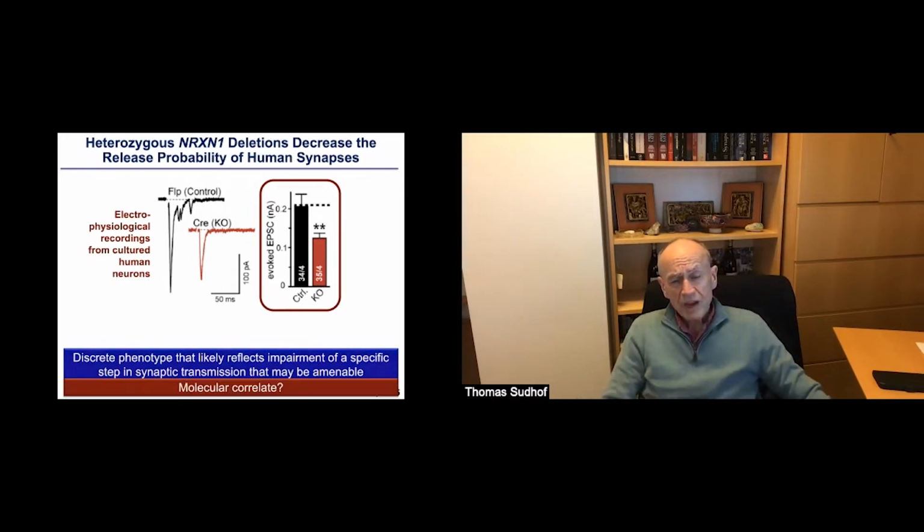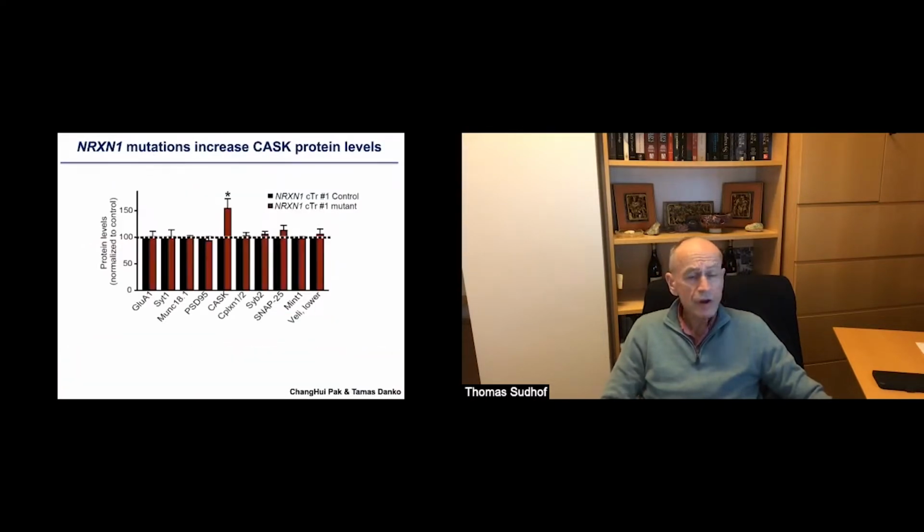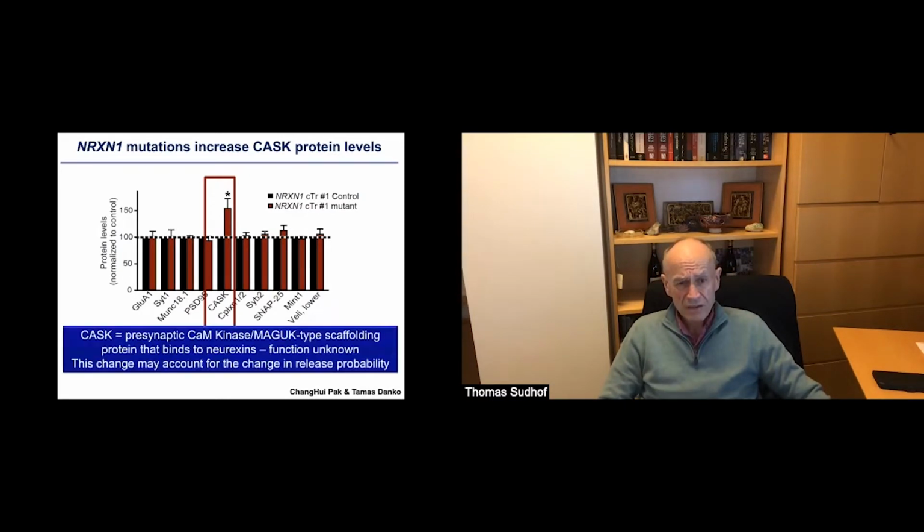We wondered what might be the molecular correlate, if there were any major changes in gene expression or in proteins. We found no major changes in gene expression, tons and tons of minor changes, whatever they mean. But we did find one major change in proteins, which is an increase in the levels of this protein CASK, which is a scaffolding protein that binds to Neurexin 1. The mRNA levels were normal, so this is a secondary event.